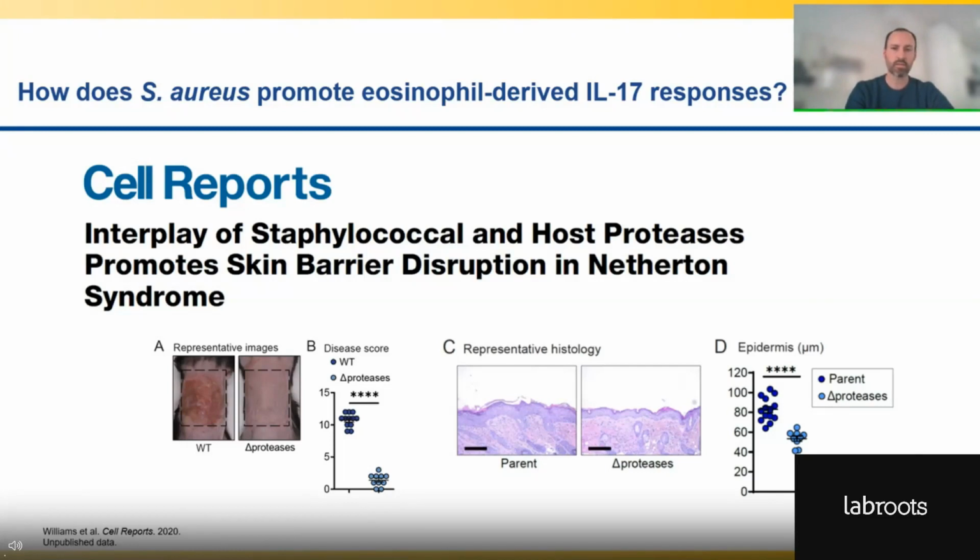So we acquired an extracellular protease deficient strain of Staph aureus and found that when we used this strain compared to the parent wild type strain, there was a significant reduction in skin inflammation in our model as well. This also corresponded to a significant decrease in the epidermal thickening compared to the parent strain, suggesting that Staph aureus proteases play a role in promoting skin inflammation in the atopic dermatitis model. However, we are interested in understanding what role it played in driving host immune responses.